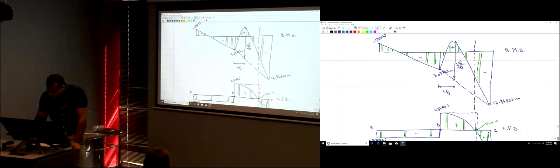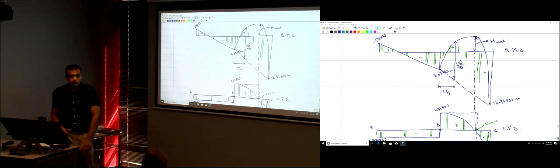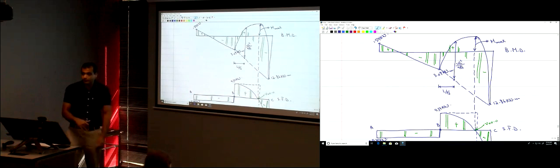So I'm just going to go ahead and try to fix this curve. It's going to look like this. So this here is M maximum. You can calculate it, or you can just show that the maximum bending moment is going to be at that point. Yes?